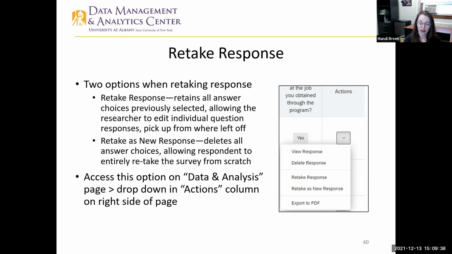So be careful here. The way you access this is to go into the data and analysis tab within a Qualtrics project. And then on the far right-hand side, there's a column titled Actions. You go down to the down caret that is part of the specific response that you want to edit, and it will give you this drop down of options that you see here.